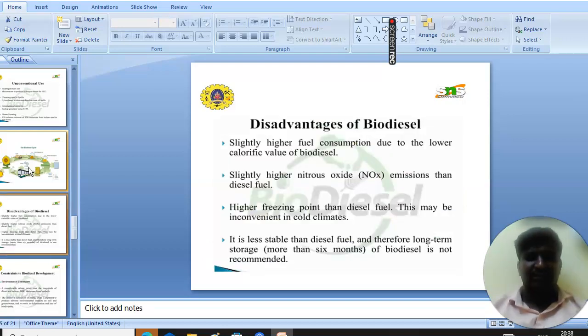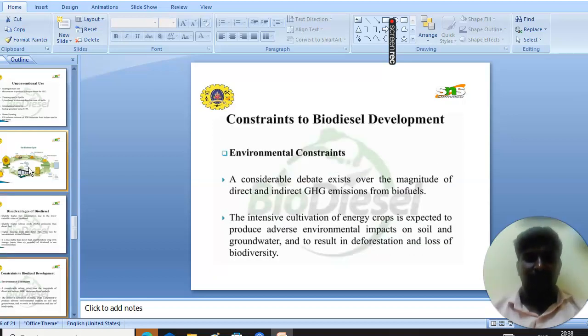Next you will see the disadvantages of biodiesel: slightly higher fuel consumption due to the lower calorific value of biodiesel, slightly higher nitrogen oxide emissions than diesel fuel, higher freezing point than diesel fuel. This may be inconvenient in cold climates. It is less stable than diesel fuel, and therefore long-term storage of biodiesel is not recommended.